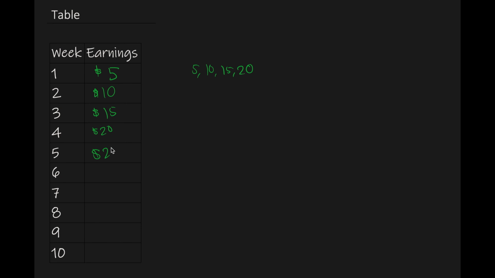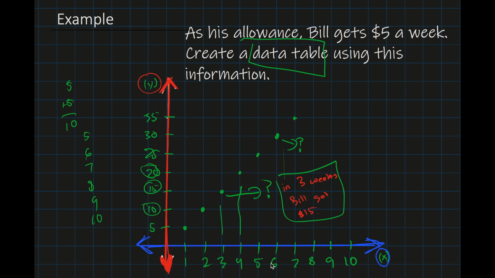So you know that we can skip count. So 25, 30, 35. And to check your theory, you can go here. So I see at 6, I put $30. Let's check. Okay, 6 weeks. And there is our point. If you go there, $30. So it looks like our pattern was correct.